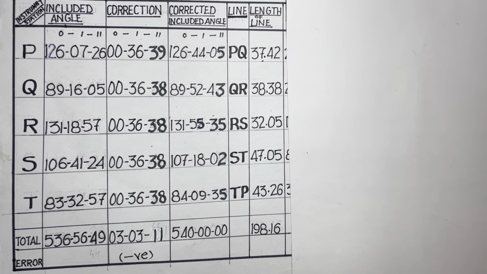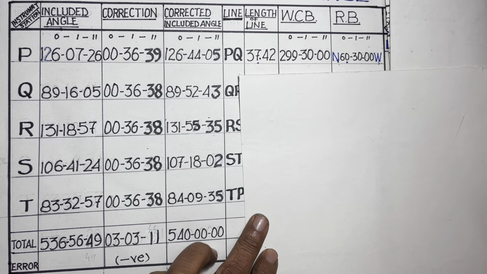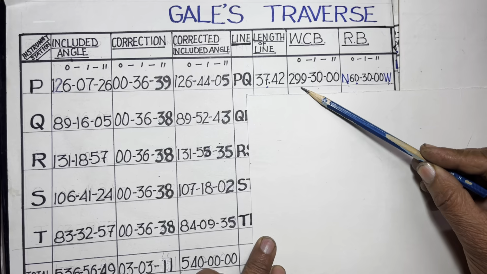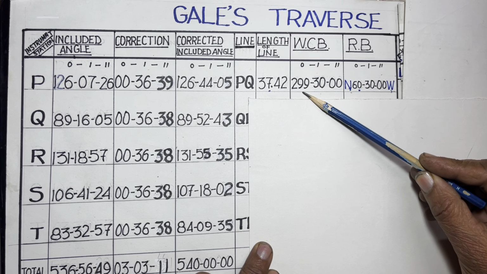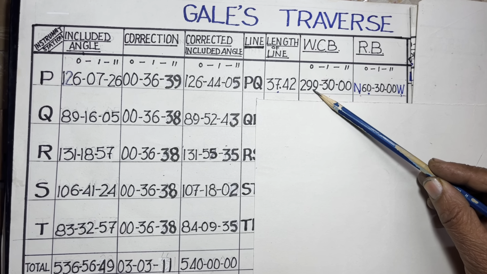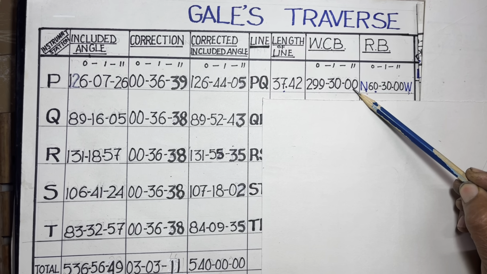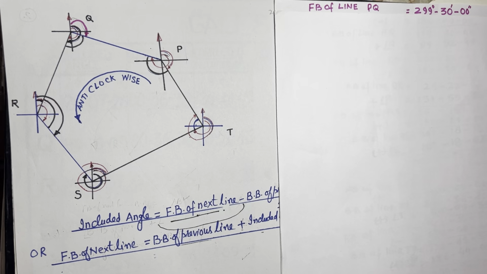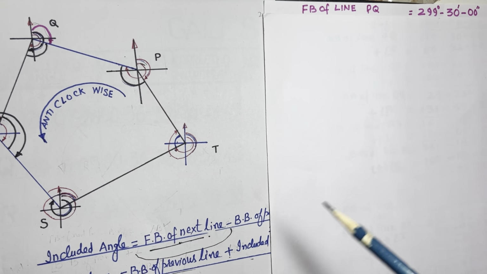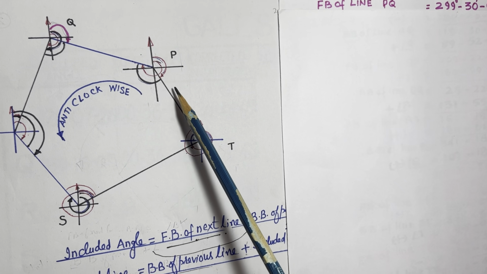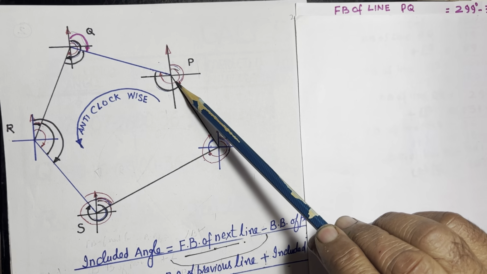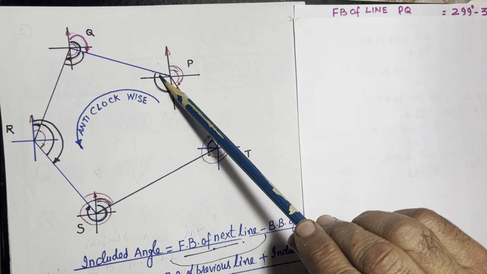And then we have observed in the field the bearing of line PQ. This is the forebearing of the line PQ that is observed with the help of a prismatic compass. That is equal to 299 degrees, 30 minutes and 0 seconds. This is the forebearing of line PQ that we have observed from the field. You have drawn the sketch according to the data you have recorded. So first of all, we draw the forebearing of line PQ. This is the angle of 299 degrees 30 minutes of forebearing of line PQ.